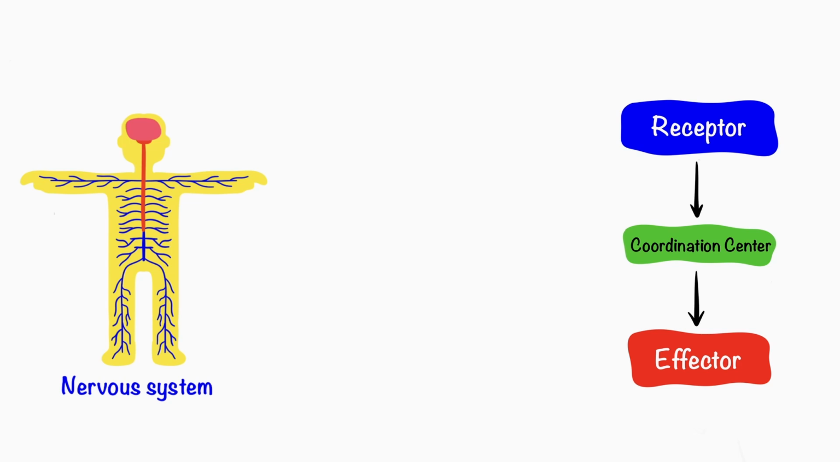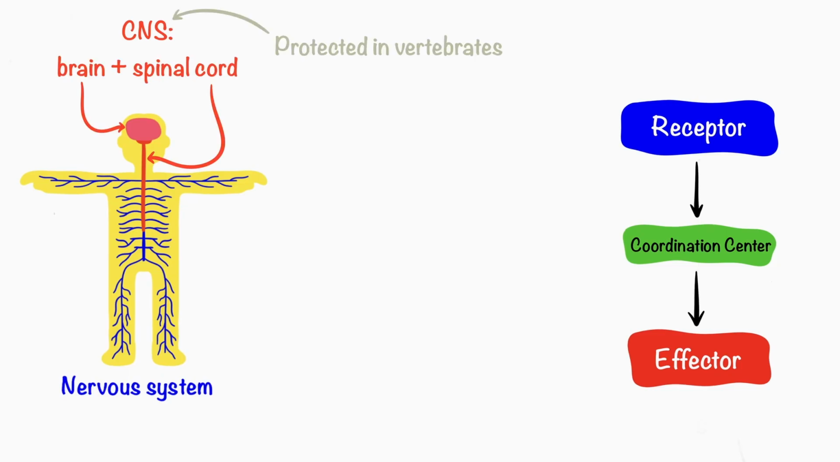The nervous system can be divided into two main parts. First is the central nervous system, or CNS, which consists of the brain and spinal cord. In vertebrates, animals with backbones, the CNS is protected by bone, the brain is enclosed in the skull, and the spinal cord runs through the vertebral column.